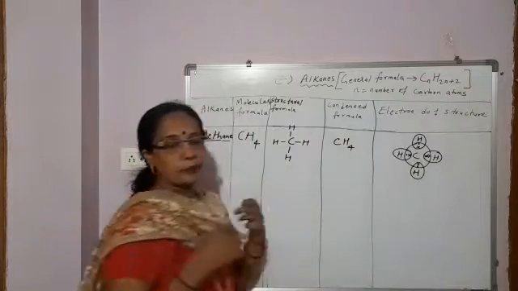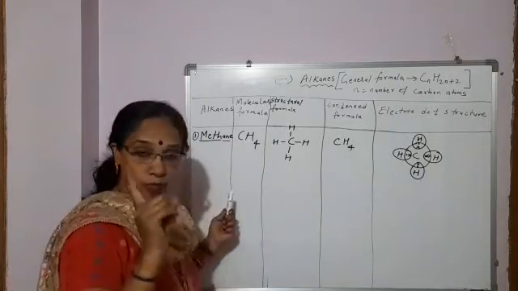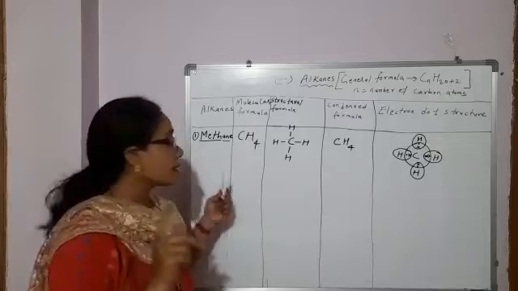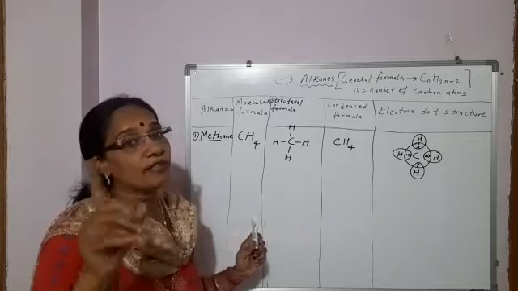Now students, the second alkane. So what is the first alkane? Alkane with one carbon atom. What is it called? Methane. Meth means one carbon atom. So the first alkane is methane.